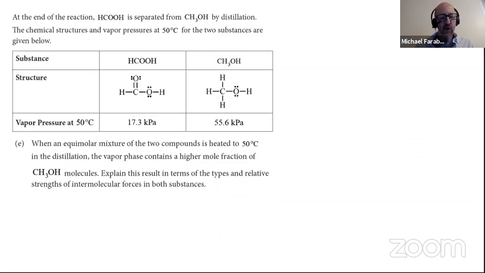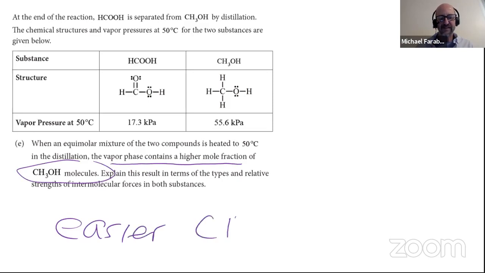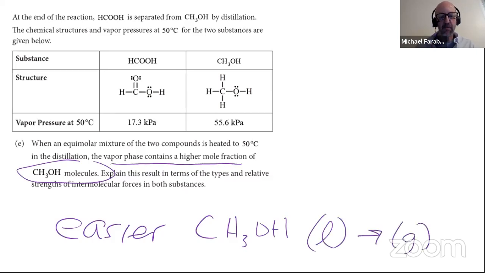All right, when an equimolar mixture of the two compounds is heated to 50 degrees Celsius in distillation, the vapor phase contains a higher mole fraction of CH3OH molecules. So that means that it's essentially easier for CH3OH to go from a liquid to a gas. The fact that there is a higher mole fraction of molecules in the vapor phase, the gas phase.